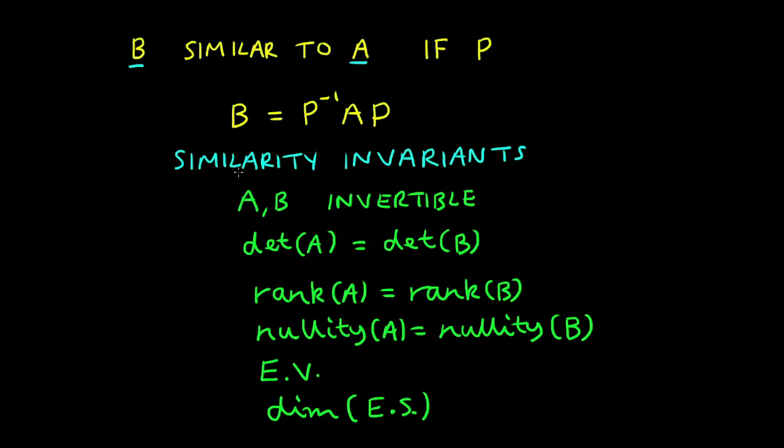So in other words, if B is a simpler matrix, for example, a diagonal matrix, then it's easier to calculate these properties for a diagonal matrix, and they'll be the same for our original matrix.